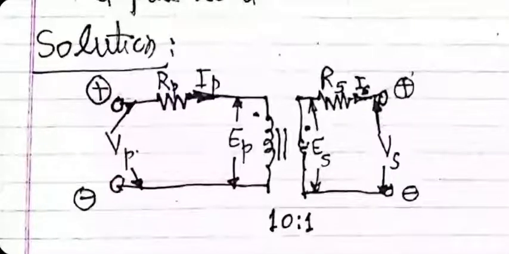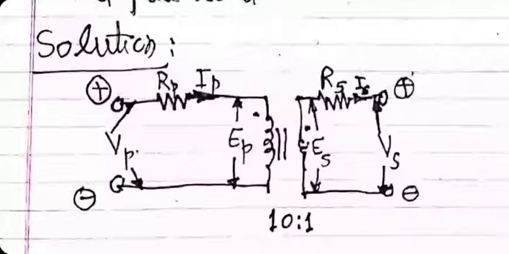By default, we always assume the dot convention as if both the dots are on the top. That means EP and ES are in phase and IP and IS are also in phase. Now, at no load, obviously there is no loss in the windings. So ES, the EMF induced in the secondary, is the same as the actual voltage appearing across the secondary terminals, VS.